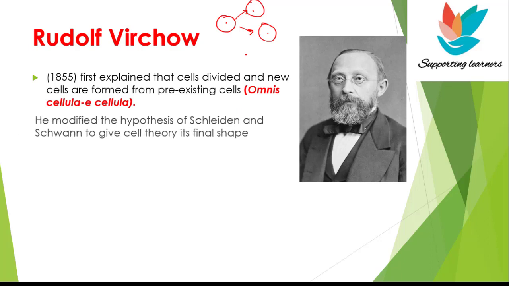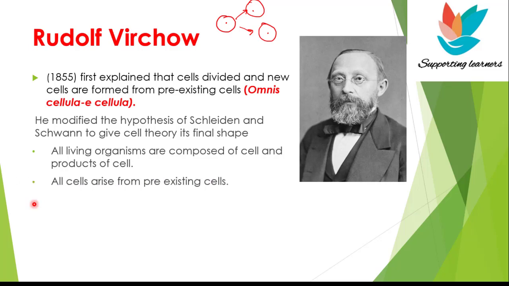So cell theory, actually, he modified the hypothesis of Schleiden and Schwann and gave the final shape to the cell theory. So what is the final cell theory now? That all the living organisms are composed of cells and the products of the cell. And second, that all cells arise from the pre-existing cells. So this is the final cell theory, in which Rudolf's explanation is also included. Right? So this is all about the cell theory and the scientists involved in this theory.